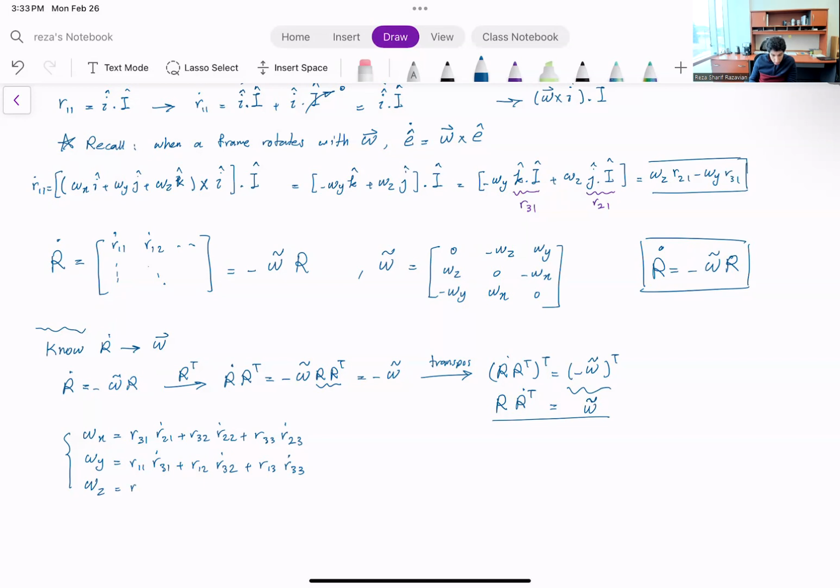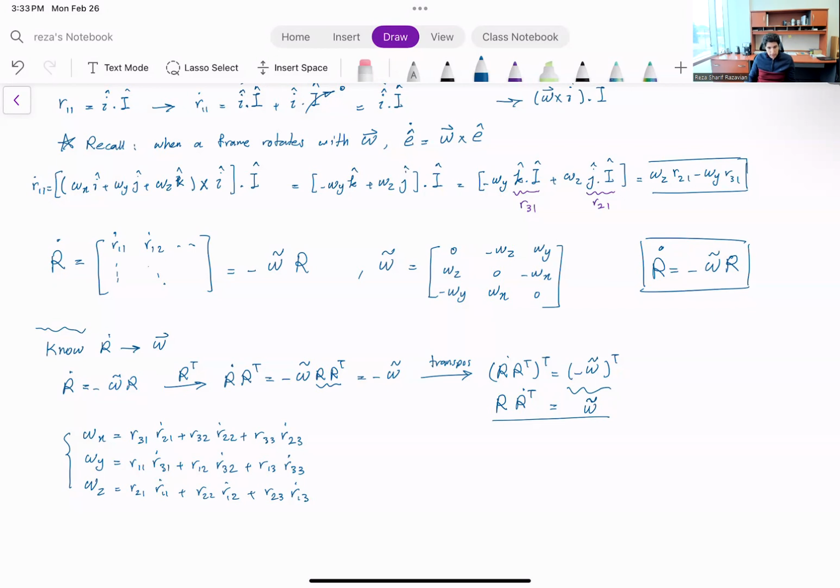And omega z is R21 R dot 11 plus R22 R dot 12 plus R23 R dot 13. So if you know your R dots and your current R, you can get omega x, y, and z from these equations.